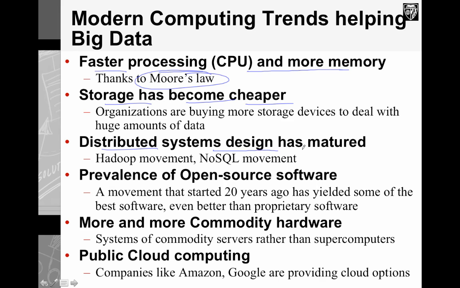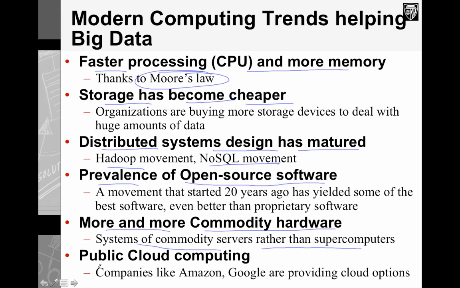Distributed system design has matured in the last 10 years. The Hadoop movement and the NoSQL, which is distributed database movement, have matured. There is also prevalence of open source software. In the last 20 years, the open source movement has taken place. All the developers from all over the world are sharing their knowledge in distributed processing and working together to build complex software rather than proprietary software. More and more commodity hardware is coming into the marketplace. So we are getting into systems of commodity servers rather than those supercomputers.